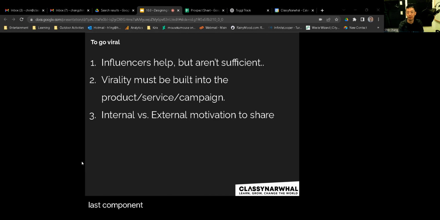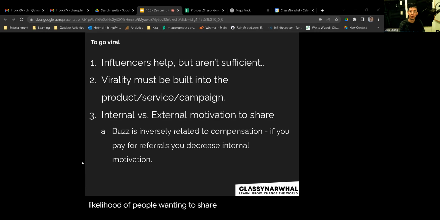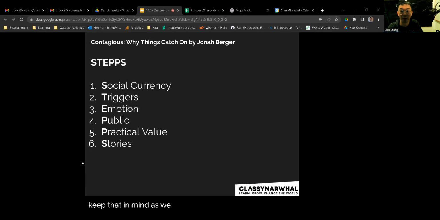And the luck component involves things like sharing on the right platforms, getting the right early adopters to engage with it, and somehow getting picked up by the algorithms as well. Some of those things we can't control, but there are a few other things that we can design into the campaign or the product to increase the likelihood of people wanting to share what we're doing. So keep that in mind as we move forward.